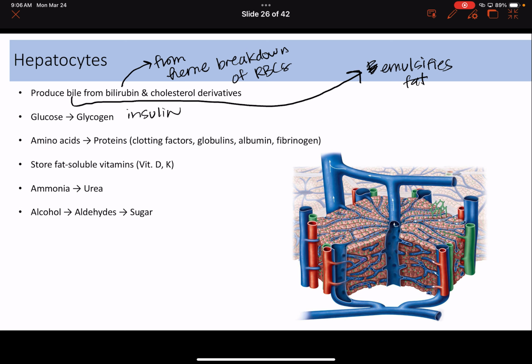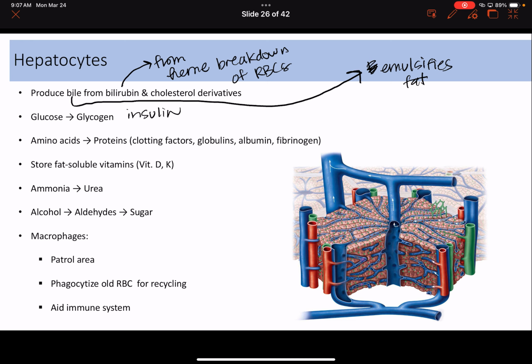It also is going to detoxify alcohol. So it converts alcohol into a version called aldehydes, and those aldehydes get converted into sugar. Extra sugar gets stored as fat, which is why if you drink alcohol to excess, you will gain weight, because that extra sugar is going to be turned into fat, which is going to, for men, create a beer belly, and yeah.